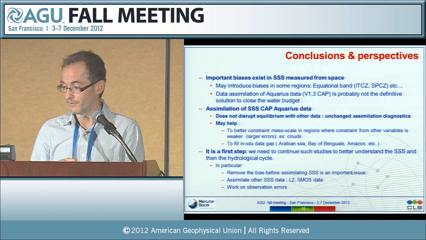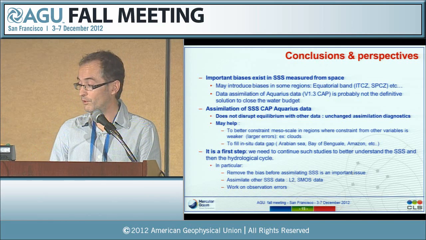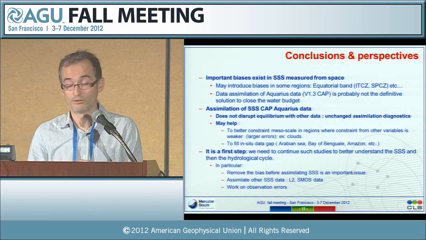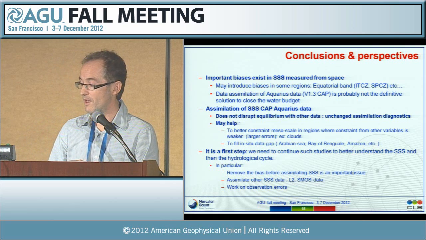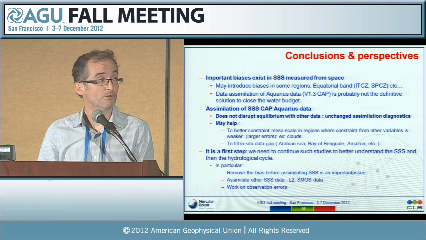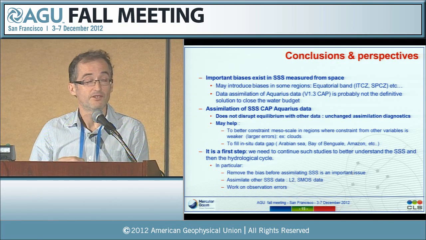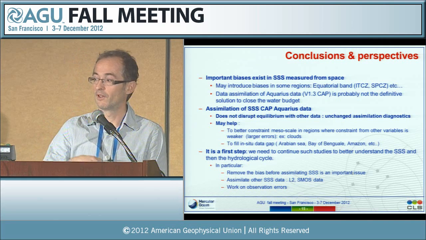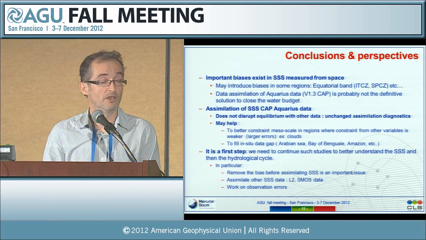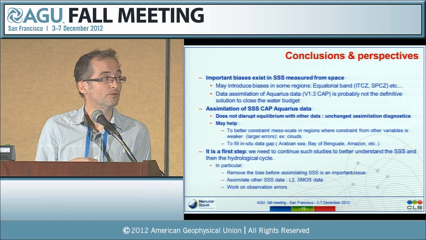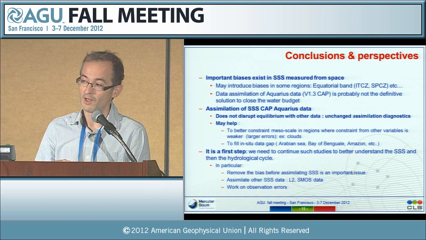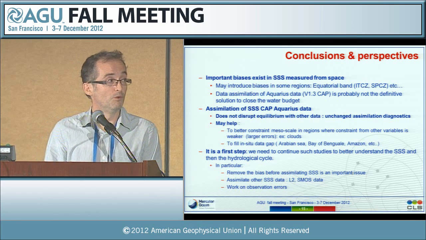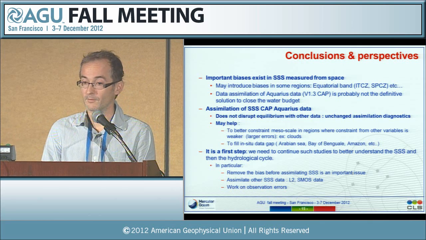So it's a first step. We need to continue with such studies to better understand this data, this SSS and the hydrological cycle. In particular, we plan to remove the bias before assimilating this data. It's really an important issue because you can introduce a large seasonal bias. We have to assimilate other data, SMOS data, combining SMOS and Aquarius, and maybe use L2 data, but we have preferred to use L3 the first time because maybe it's less noisy than L2 data for our system, and we have to work also on observation errors. Thanks for your attention.